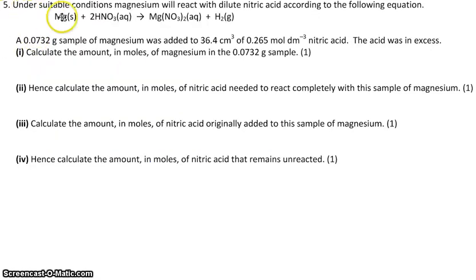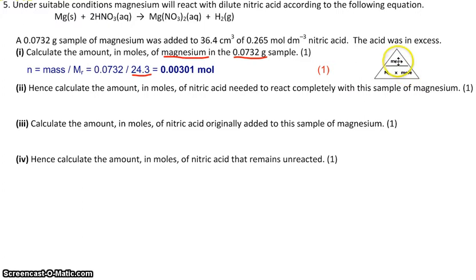In question 5, we're looking at this reaction between magnesium and nitric acid. We know a mass of magnesium, we've got a volume and a concentration of nitric acid. It tells us here the acid's in excess, so there's more than enough to react. The first thing we're asked to do is calculate the moles of magnesium in this sample. So this time we're using moles equals mass divided by the Ar in this case. So we've got 0.0732 divided by the 24.3 of magnesium, which gets us 0.00310 moles.